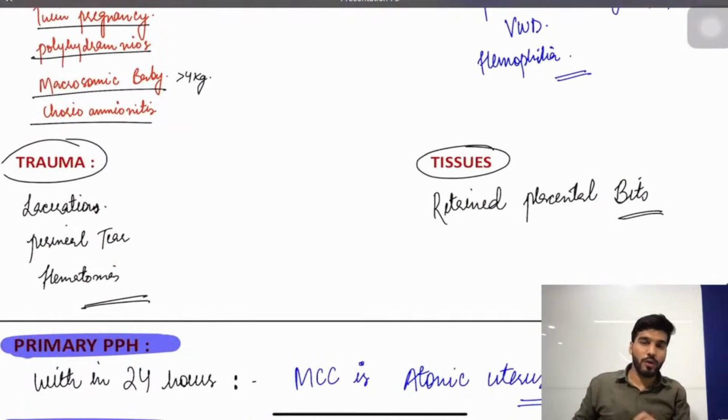The 4 Ts: tone, trauma, tissue, and thrombin deficiency. The most common cause of primary PPH is going to be tone, atonic uterus. The most common cause of secondary PPH is going to be tissue. Followed by that, we discussed that secondary PPH is something which occurs after 24 hours of the delivery.